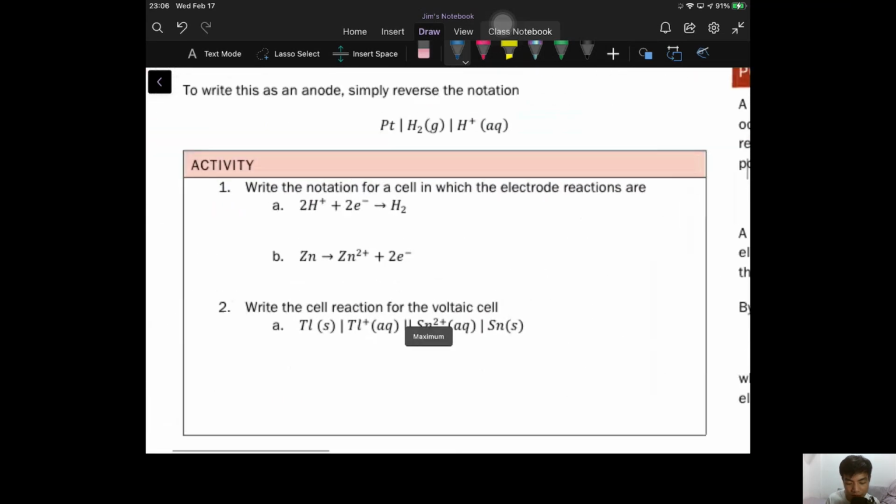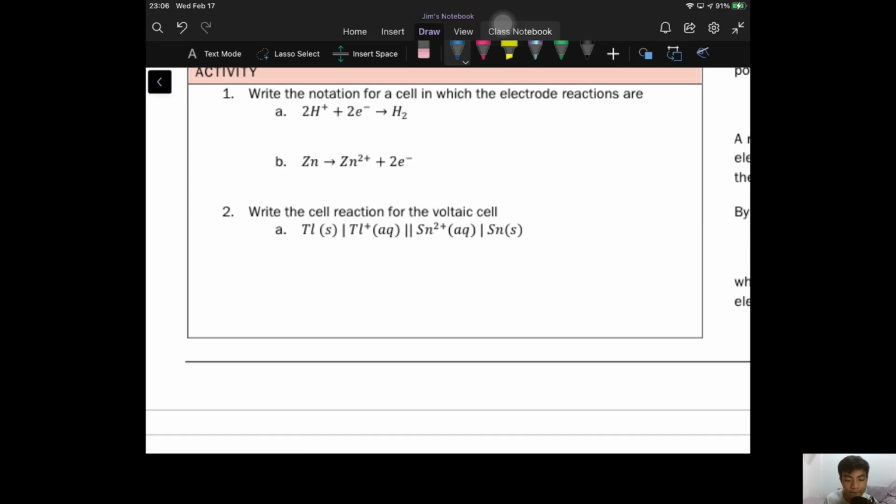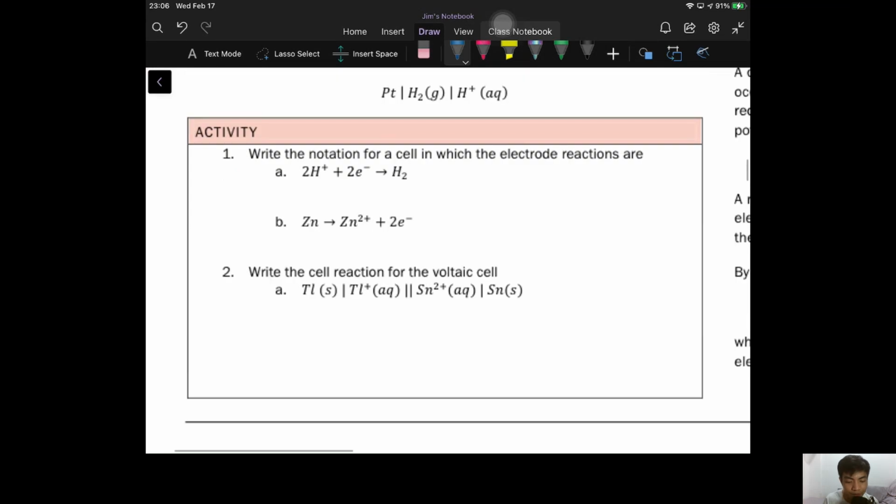So let me try some, no? So number 1, write the notation for a cell in which the electrode reactions are. Ibig sabihin nito, pwedeng cathode to, pwedeng anode. So try natin to. Letter A, 2H plus 2 electron producing H2. So alamin mo muna, is this cathode, is this anode, no? So this is cathode, no?